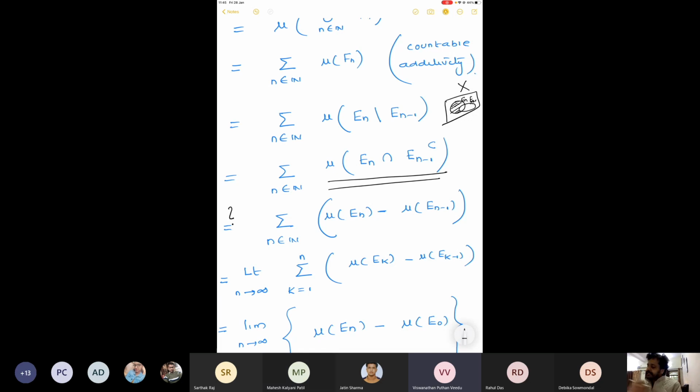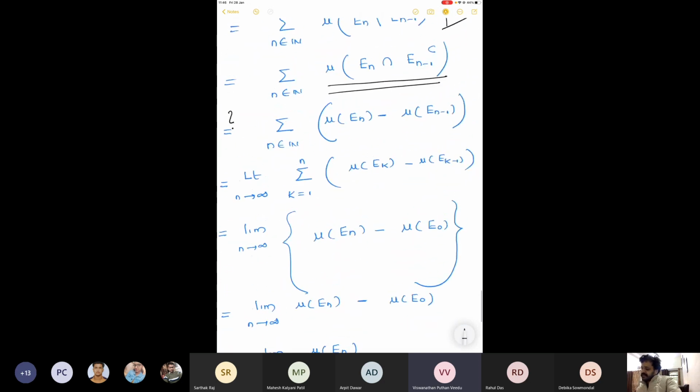Now, from this step to this step, I wrote it as mu of En minus mu of En minus 1. Can you tell me the reason? How does it follow? What is mu of A minus B? Did we prove that it will be equal to mu of A minus mu of B in some cases, if mu is a measure? So En is equal to En minus 1 union En minus En minus 1. It's a disjoint union, right? A you can write as a disjoint union in terms of A minus B and then transpose to the other side. We have done it several times in the class.